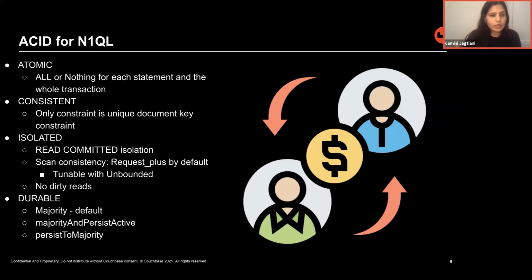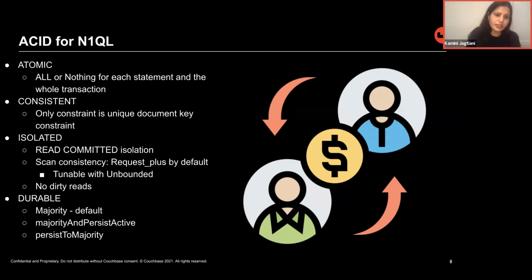So there are 3 durability levels that we support. The first one, and the one which we use by default, is majority. In case of majority, a transaction commits successfully only when the changes caused by the transaction are written to the cache of the primary as well as a majority of the replicas. So say it was a 4-node system with 1 primary node and 2 replicas, then majority would mean that the changes caused by the transaction would be written to the cache of the primary and at least one of the replicas.